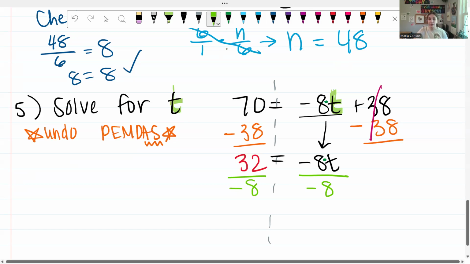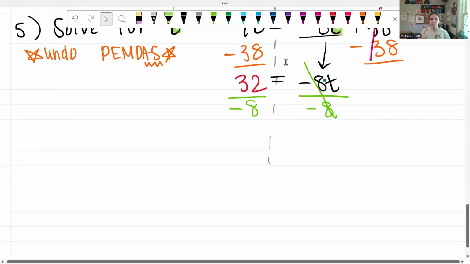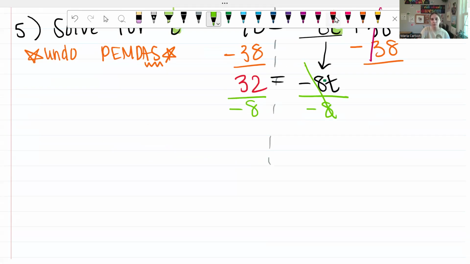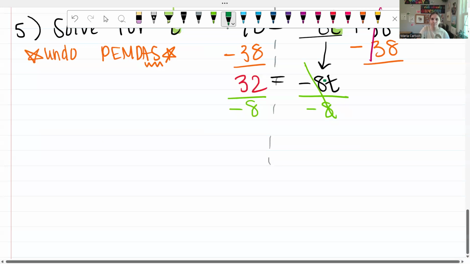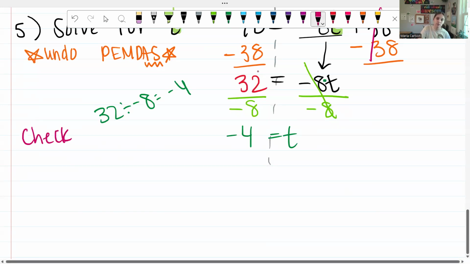Negative 8 over negative 8 will just cancel out. So on the right-hand side, we will have just t is equal to 32 divided by negative 8, which is negative 4. And then we can check our work again. I always like to check it. It does not take too long.